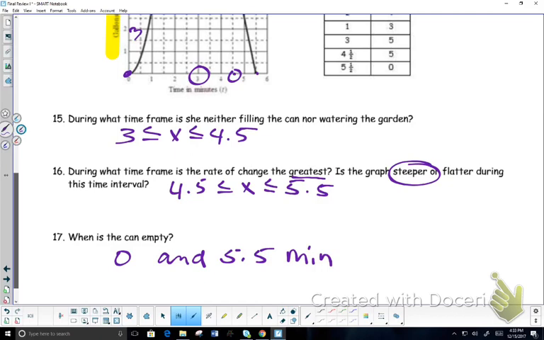Okay, let me go ahead and shut this one down and start another.